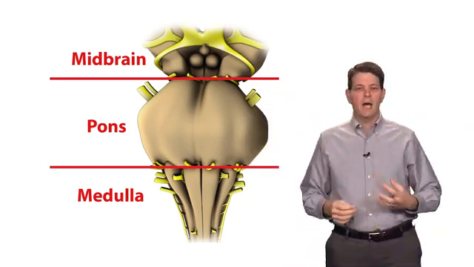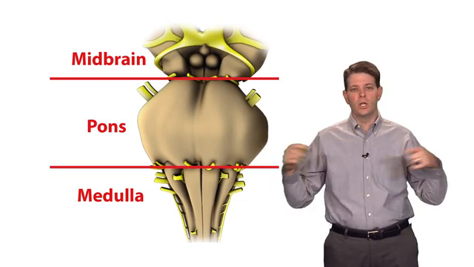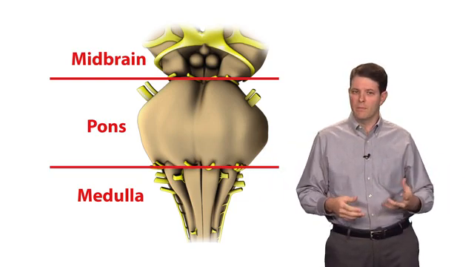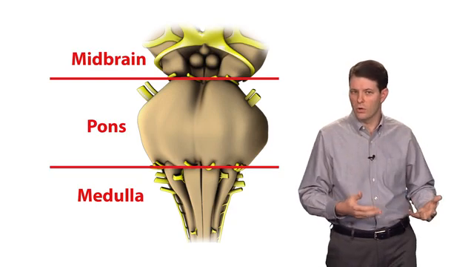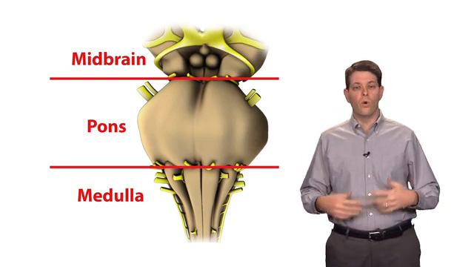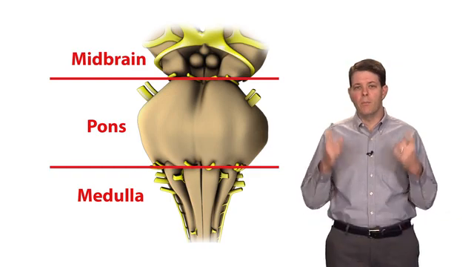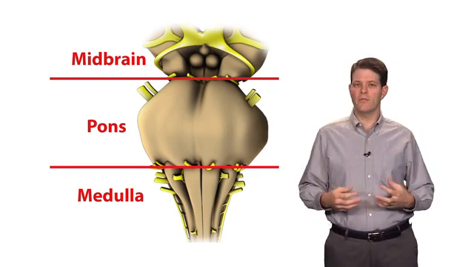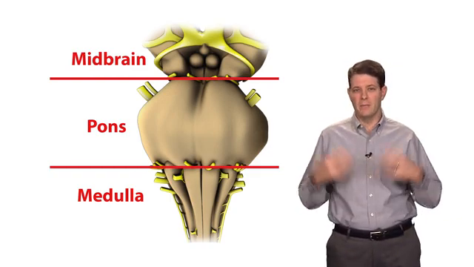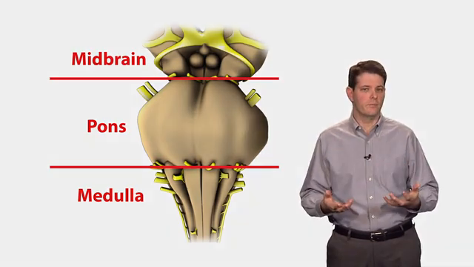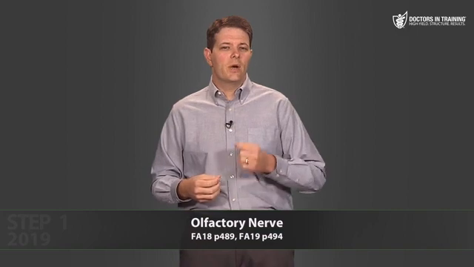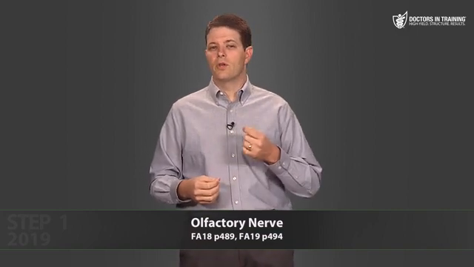Cranial nerve nuclei 9, 10, 11, and 12 are located below the pons, mainly in the medulla, except for the spinal accessory nerve nucleus, which is found in the spinal cord. And then cranial nerves 1, 2, 3, and 4 originate above the pons. So the nuclei for cranial nerve 3 and 4 are found in the midbrain, and cranial nerve 1 and 2 originate from the forebrain. Now we're going to look at each cranial nerve individually, starting with cranial nerve 1.